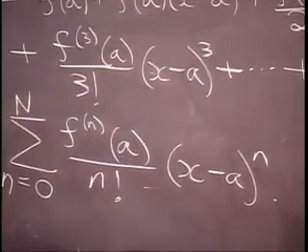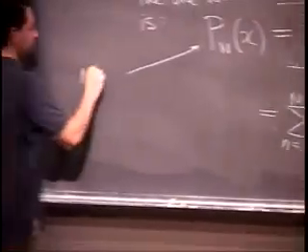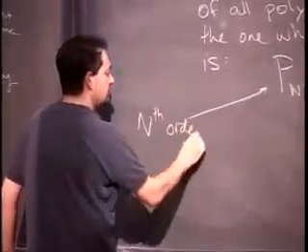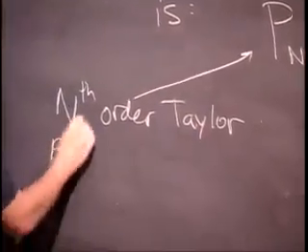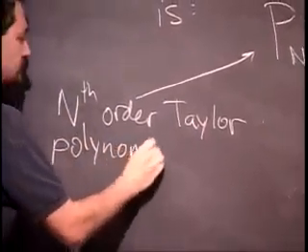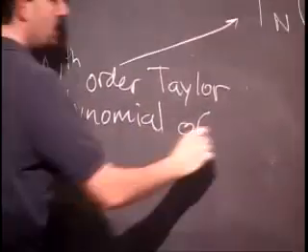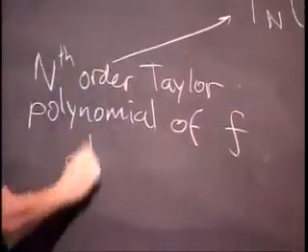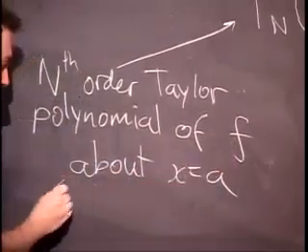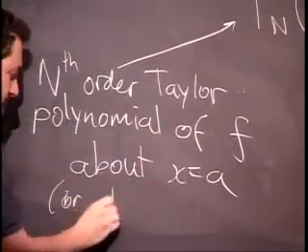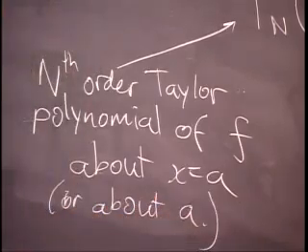Okay, so this is called the nth order Taylor polynomial, after this dude Taylor, who investigated these things, of f about x equals A, or just about A. Okay, so everything depends on A.